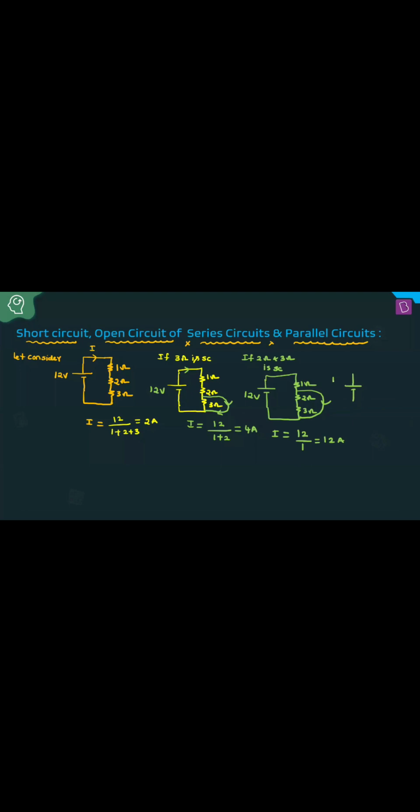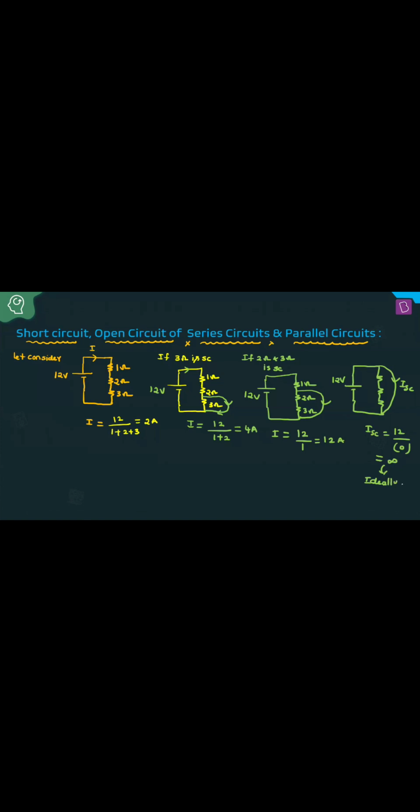This is 12 volts. This is 1 ohm, this is 2 ohms, and this is 3 ohms. It is completely a short circuit. Then what is the short circuit current? 12 by 0, ideally infinity. This is the ideal case.